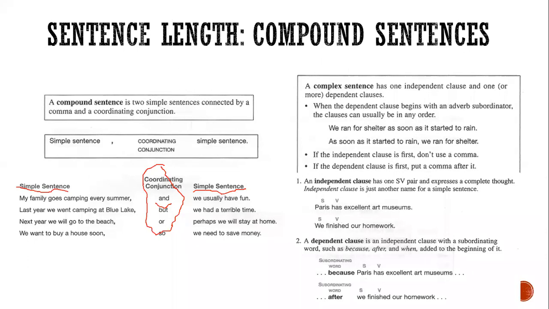Compound sentences, as I've said, in Bahasa means kalimat majemuk setara. Jadi satu clause, klausa yang ini dan klausa yang satunya itu dia setara kedudukannya, dan dihubungkan dengan kata-kata seperti and, but, or, and so.